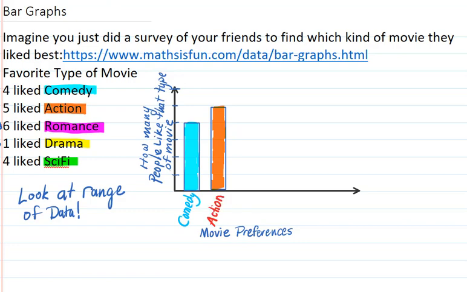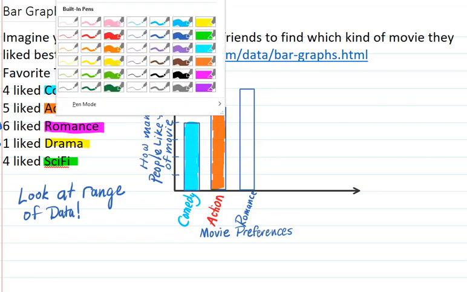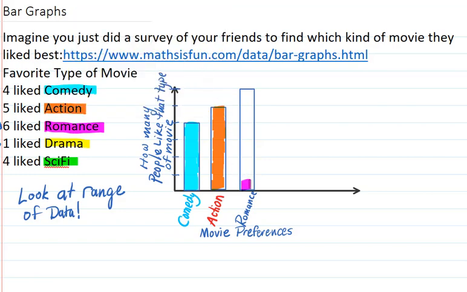Now I'm going to move on to romance. For romance, there were 6 people, most popular apparently. Again, I'm trying to make the space in between each bar the same and the width of the bars the same as I do this. That one is 6 high, that's romance. And that was magenta, so I'm going to fill that bar with that color.